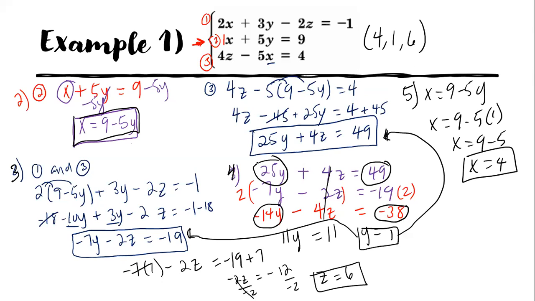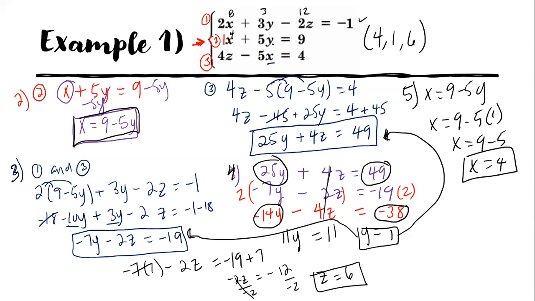And to check it, remember you can do mental checking. I'm plugging in 4 for x. That gives me 8. This gives me 3. This gives me 12. And 8 plus 3 is 11. 11 minus 12 is 1. Check.